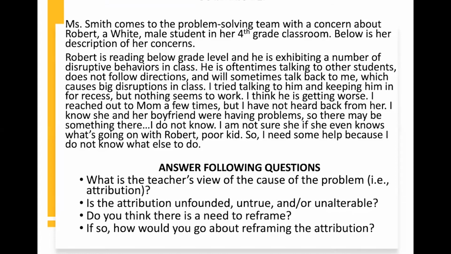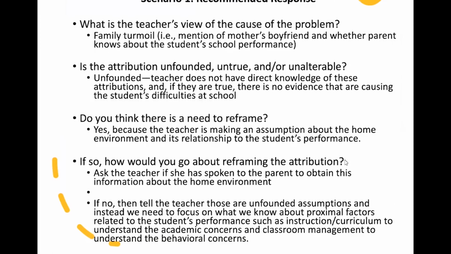Okay. So I think that one of the problems that she sees is that Robert is causing disruption and that disruptive behavior might be the cause of his reading problems. Mm-hmm. What else are we seeing as attributions? Well, for sure, she has the unfounded, untrue, unalterable problems with his family life. Yes. So let's walk it through.